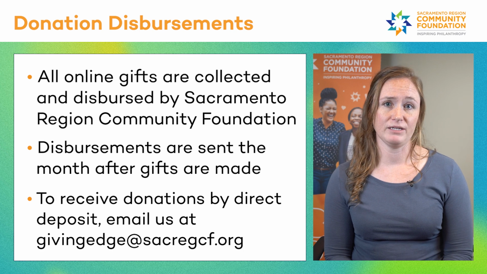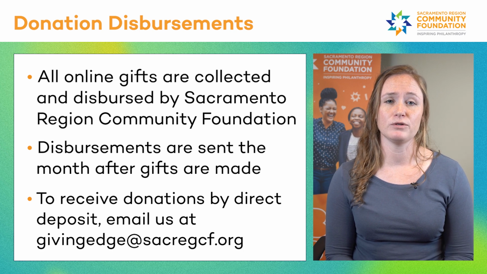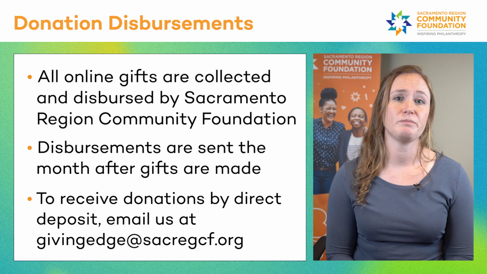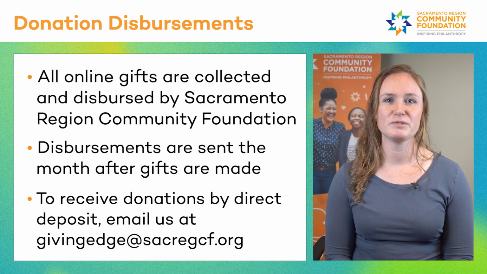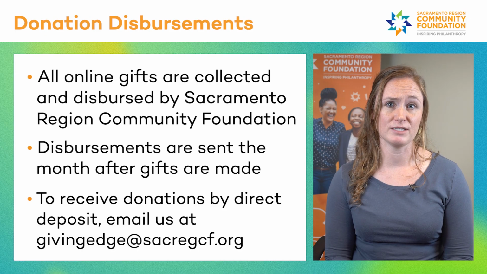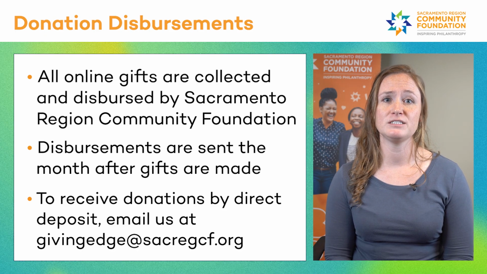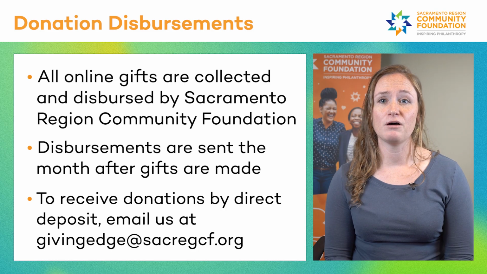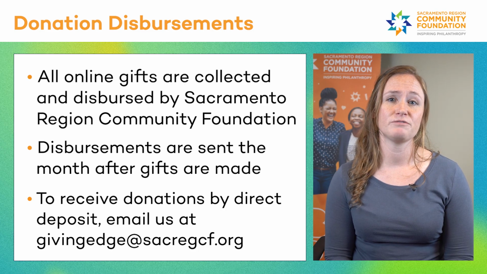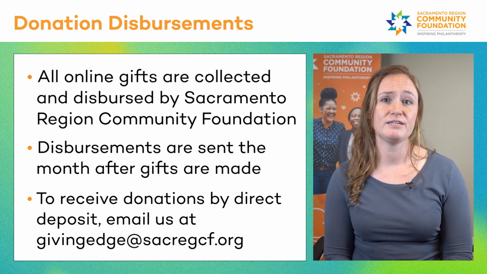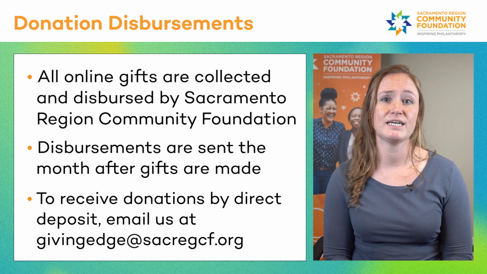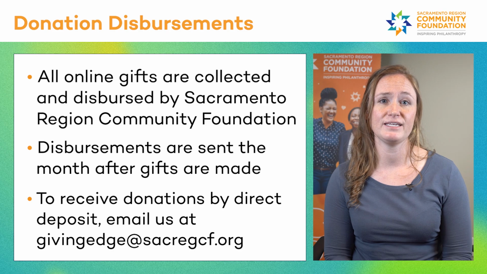For Big Day of Giving, this means that gifts made in April during early giving are dispersed by May 30th. Gifts made in May are dispersed by June 30th. Disbursements are made by check or via ACH, also known as direct deposit, using Ramp, our fund disbursement platform. By default, organizations that have not registered for Ramp will receive their disbursements by mailed check. To ensure you receive your donations via ACH, contact GivingEdge at sacreachcf.org to set up direct deposit.